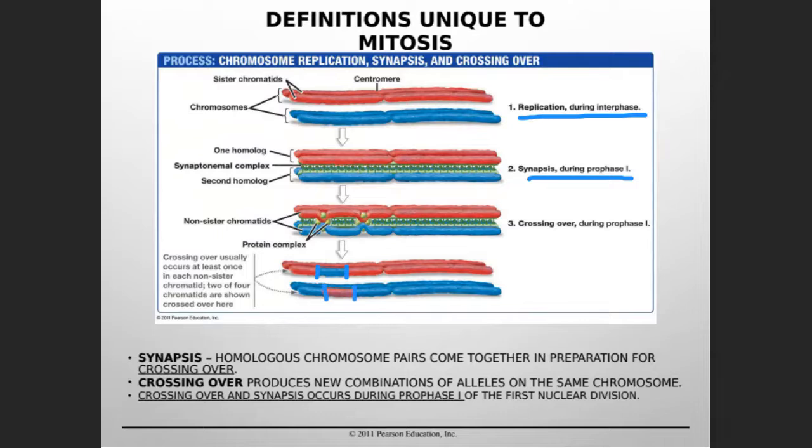Okay? So crossing over usually occurs at least once in each non-sister chromatid. So in synapsis, homologous chromosomes pair together in preparation for crossing over, and crossing over produces new combinations of alleles on the same chromosome, right? So this happens during prophase 1, and like I said, we'll go over that in a minute. But now when these split and go into different cells, there's going to be some more genetic variation, and it's just another way to increase that genetic diversity.